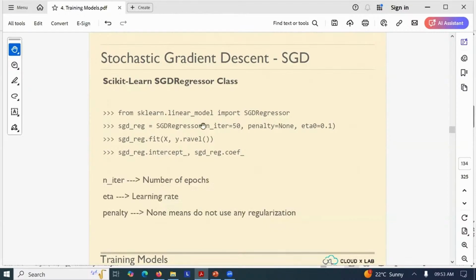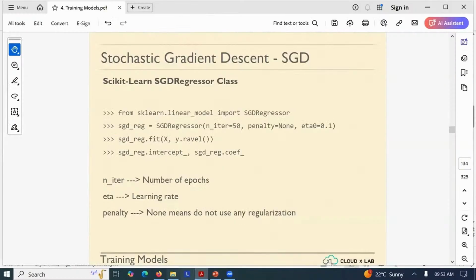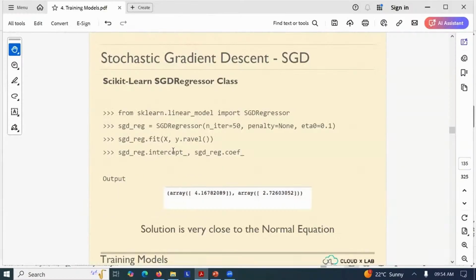So what this SGDRegressor will do is apply 50 iterations using learning rate 0.1, right? Here eta0 is 0.1 and it will apply 50 rounds, 50 iterations, right? And after 50 iterations, you will get this solution, where the first value is the theta 0 value and the second value is the theta 1 value, right? Any doubt here?